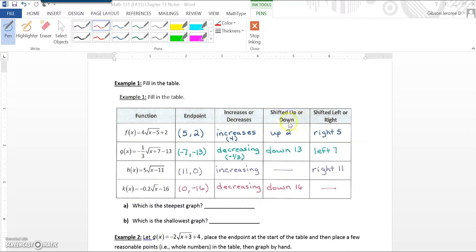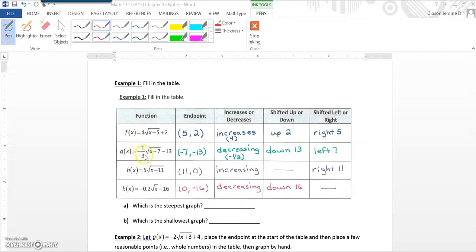Now it says increases or decreases. It increases by 4 because 4 is multiplied to the x minus h here. Now it says shifted up or down. We know this is our k. That means, and it's positive, that means it goes up 2. And then shifted left or right. Since it's minus 5 and this does not change to a positive, it goes to the right 5.